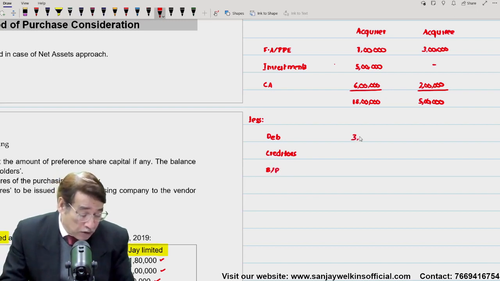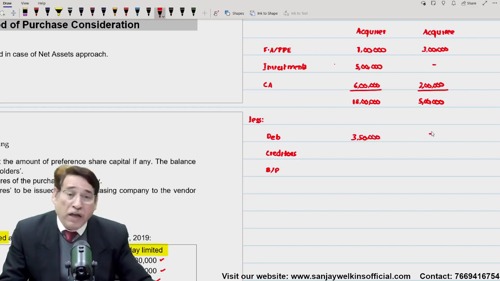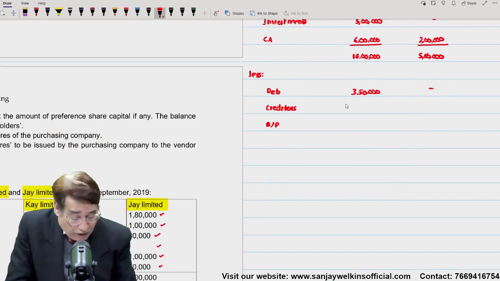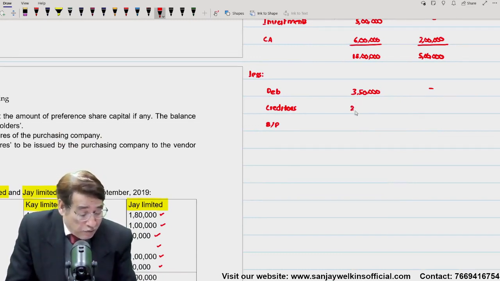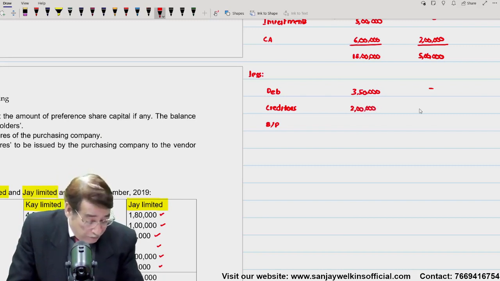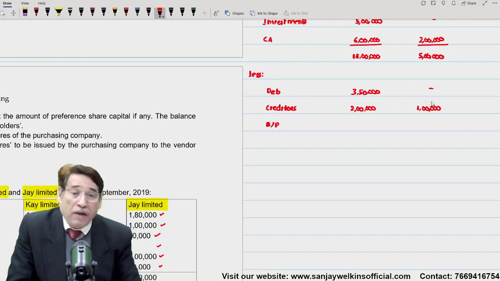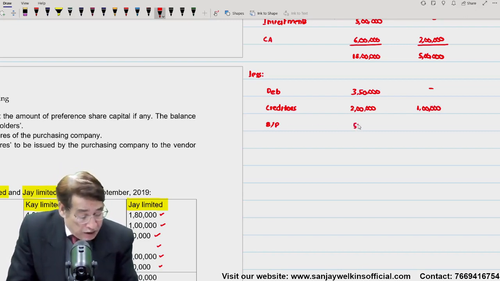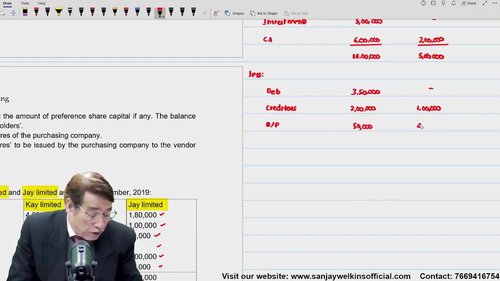Debentures were worth ₹3,50,000, if you remember. However, as far as acquiree entity is concerned, there are no debentures in the books of acquiree company. Then coming over to the creditors, creditors given to us is equal to 2 lakh. I will write here 2 lakh. This company is having creditors equal to 1 lakh, I think so. So I am going to write here 1 lakh. Correct? And then, as far as bills payable are concerned, this entity is having bills payable worth ₹50,000. This entity is having bills payable worth ₹40,000.